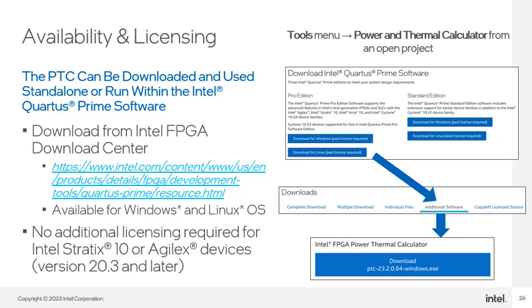The PTC can be directly launched from version 19.4 or later of the Pro Edition of the Intel Quartus Prime software, or run as a standalone Windows or Linux application, avoiding the need for a full installation of the Intel Quartus Prime software. You can download the standalone PTC from the Intel FPGA Download Center as indicated here. As of version 20.3, no additional licensing is required to use the PTC with either Intel Stratix 10 or Intel Agilex devices.